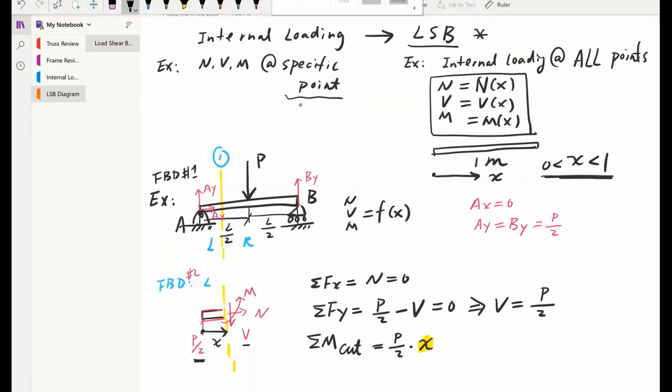And this makes a clockwise rotation, so it's going to be negative. Now let's look at this M. The M you're solving, this internal bending moment, happens to be counterclockwise, so it's going to be plus. That equals 0. N and V will not show up in the equation because they're going through the point where we cut. So that will give us M as an expression of P over 2 times X.